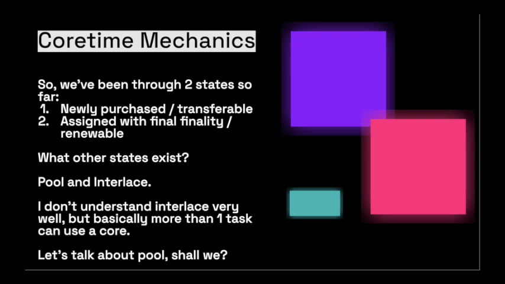No idea what interlace is really, because it's all this mask stuff that I don't understand. But as far as I know, it's basically you have one core, you can assign half of it to one parachain and the other half to another parachain. But I don't know how you do that. And then yeah, there's pool. So let's talk about pool.